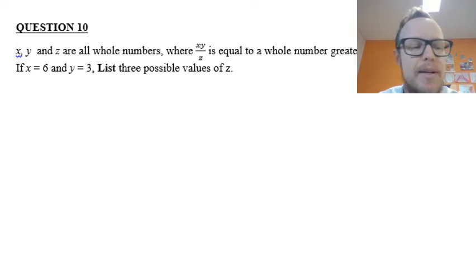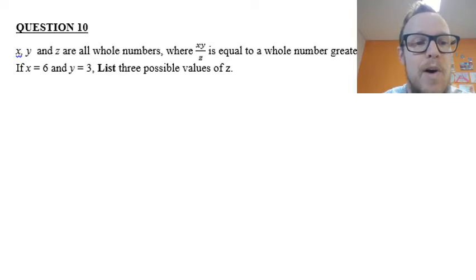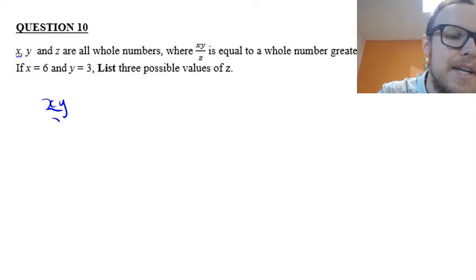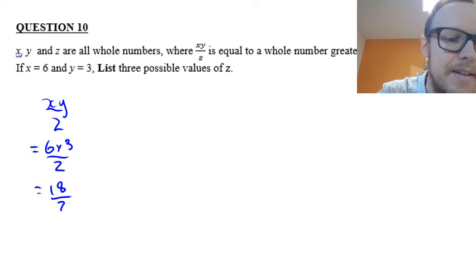Question 10, we're in the modelling and problem solving questions now. x, y and z are whole numbers, where xy over z is equal to a whole number greater than 1. If x equals 6 and y equals 3, list 3 possible values for z. Firstly, let's substitute in xy over z. That equals 6 times 3 over z, which equals 18 over z.